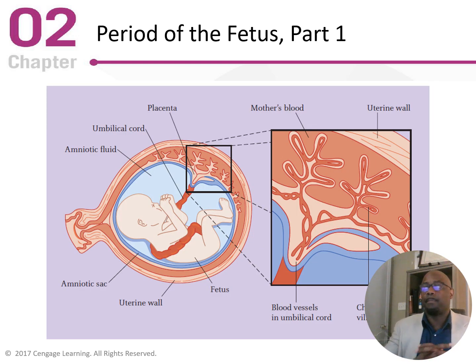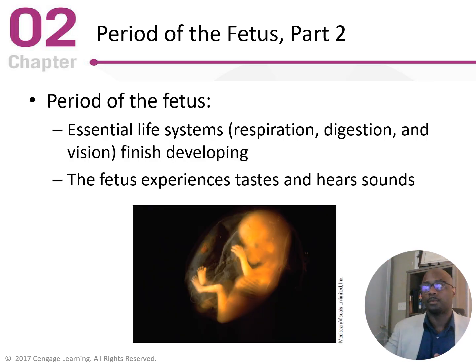This is an example of everything we just discussed as far as the umbilical cord, the amniotic fluid, and the placenta, right? You can see the amniotic sac, the uterine wall, and the fetus, right? You see the mother's blood vessels, and so on. In the period of the fetus, life systems such as respiration, digestion, and vision finish developing. The fetus experiences taste and hears sounds.